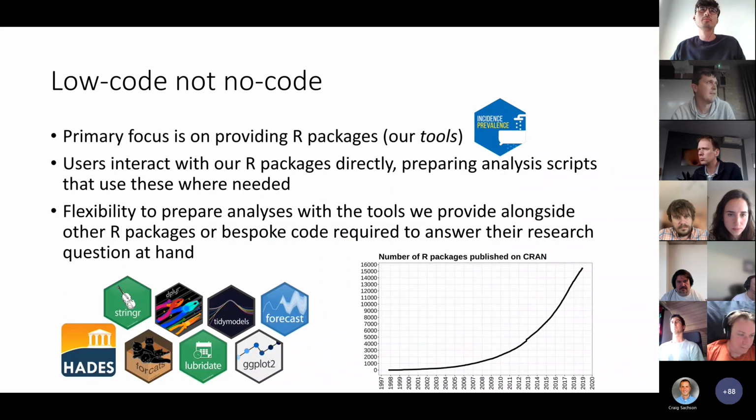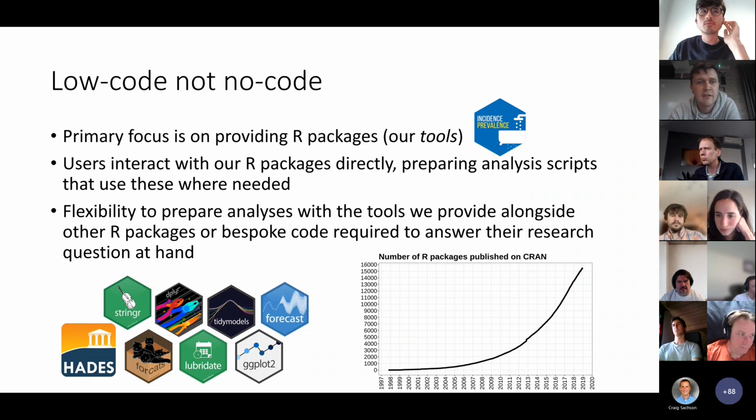And I suppose my way of seeing what we're doing at the moment and how we've built things is that this is very much a low code, not no code solution. So the focus today has been developing our packages, which we can think of as our tools, and which Berta will speak about after this, the incidence prevalence package, with users interacting with those R packages to prepare their analysis scripts in a way that satisfies their needs.